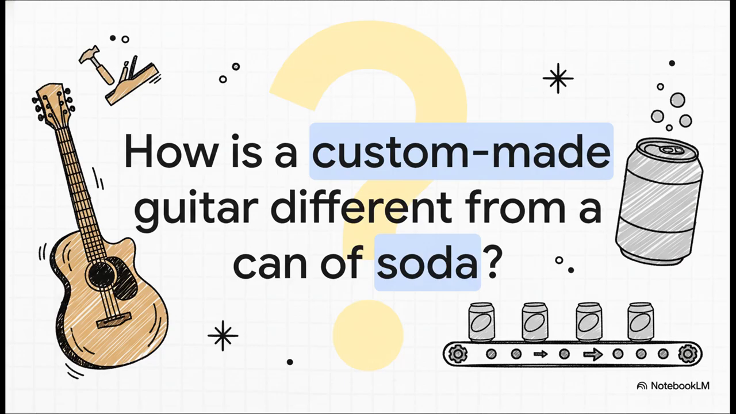How is a handcrafted, custom-made guitar different from a can of soda? Well, beyond the obvious, the biggest difference from a business point of view is the process you use to create them. One process is built for uniqueness, the other is built for massive scale. And as you're about to see, getting that choice right is absolutely everything.